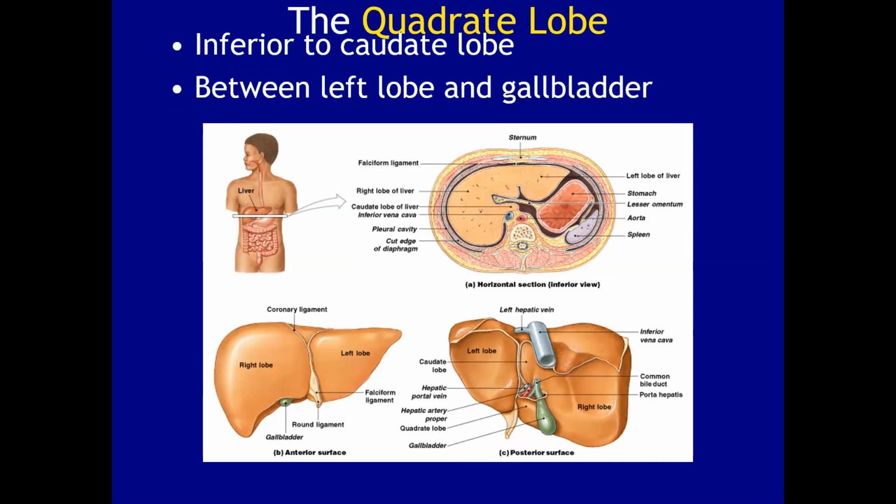The quadrate lobe is inferior to the caudate lobe. There it is. There's the little guy. And it's between the left lobe and the gallbladder.